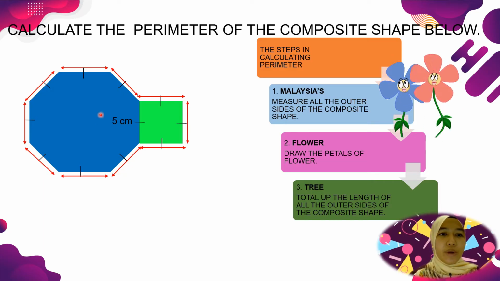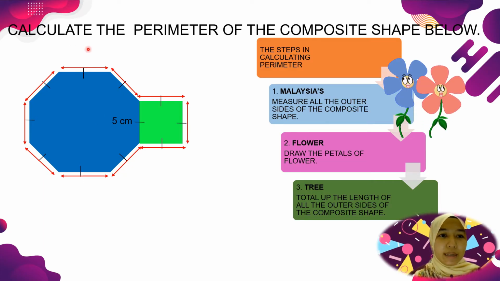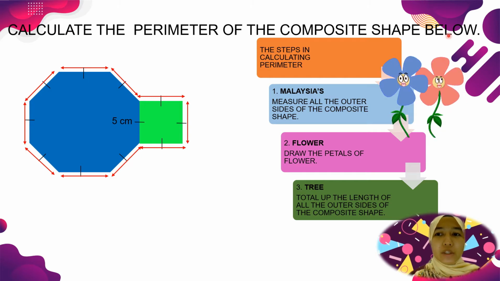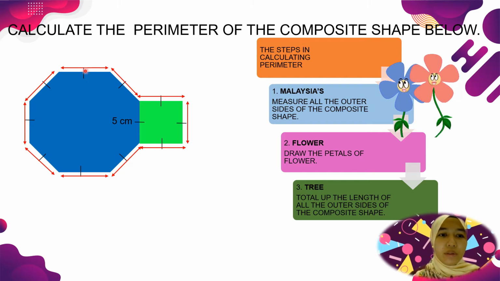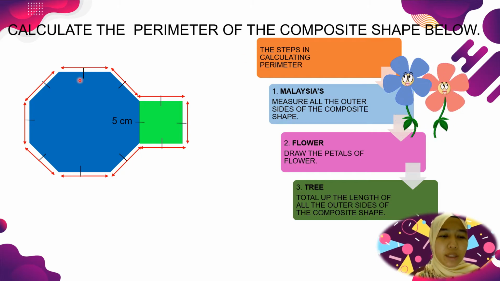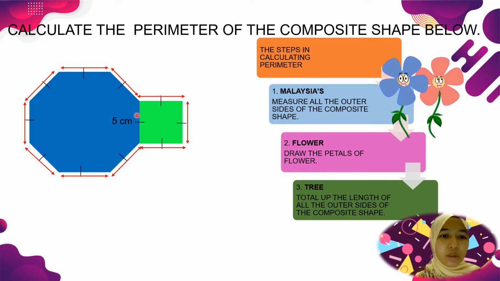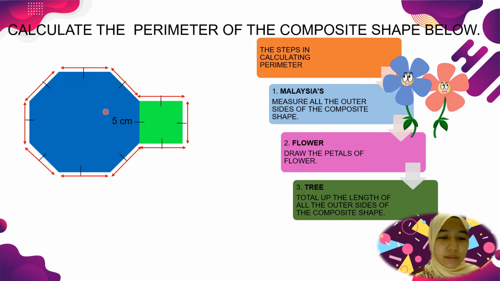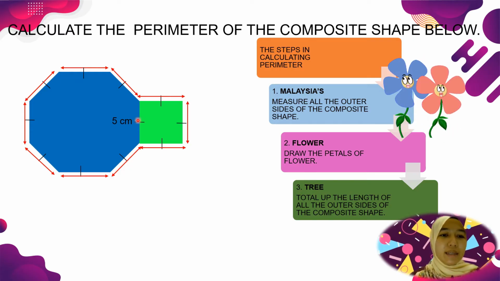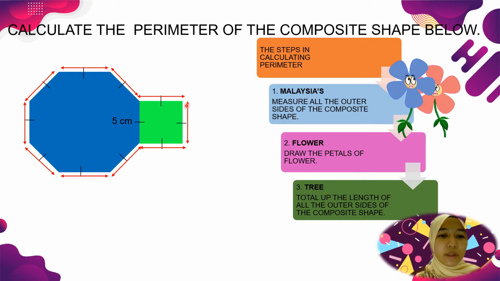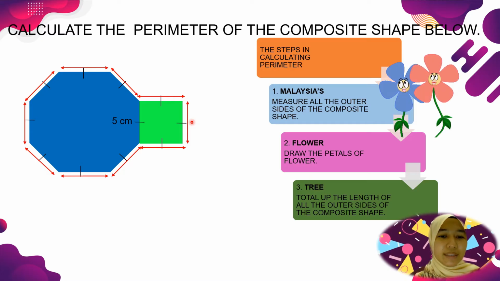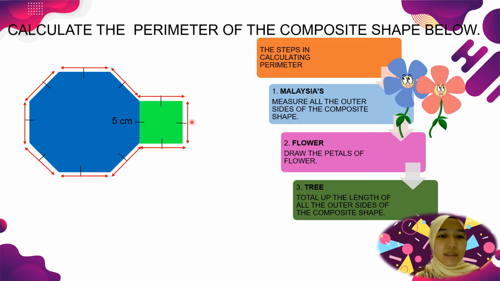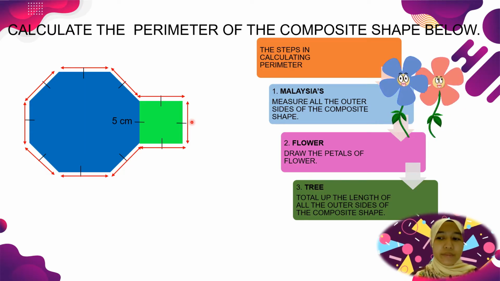Okay, let's try one more question. Calculate the perimeter of the composite shape below. Do you still remember the name of the polygon with 1, 2, 3, 4, 5, 6, 7 and 8 sides? Yes, it's octagon. What about this one? Yes, correct. It is a square.